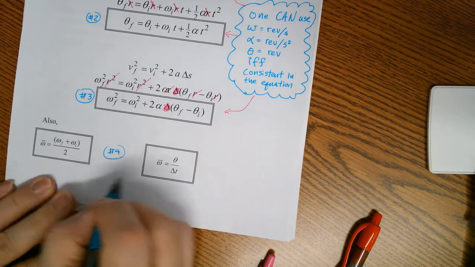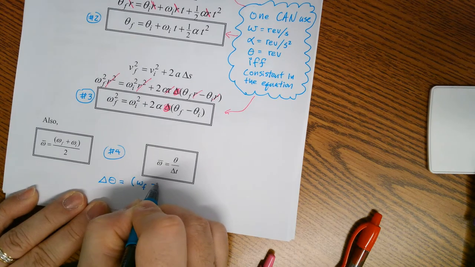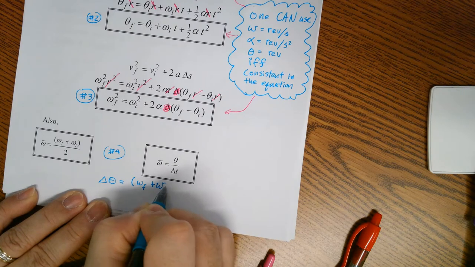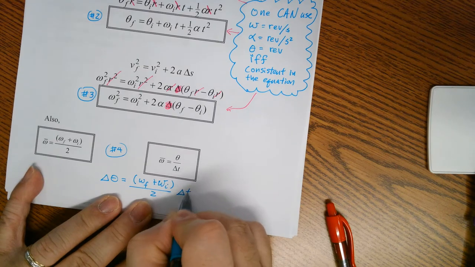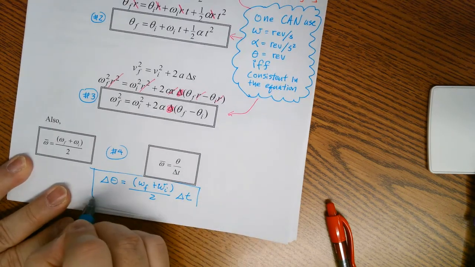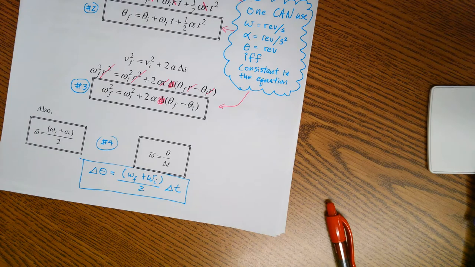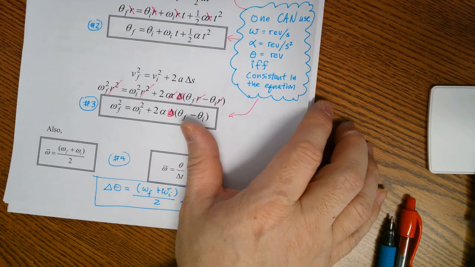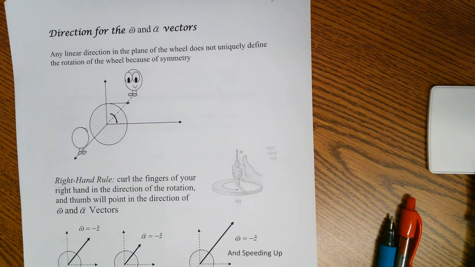Which is basically delta theta is equal to omega final plus the omega initial, which is the average omega, divided by 2 times delta t. So this is the fourth equation. You use this when you don't know your alpha. We already covered this.